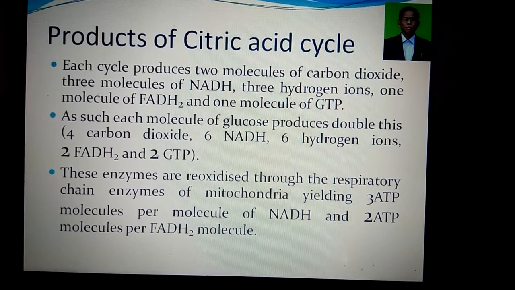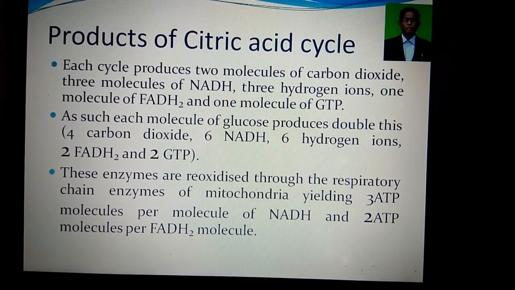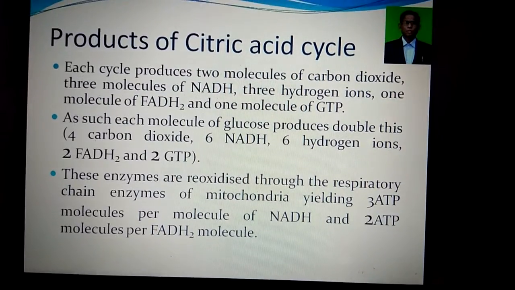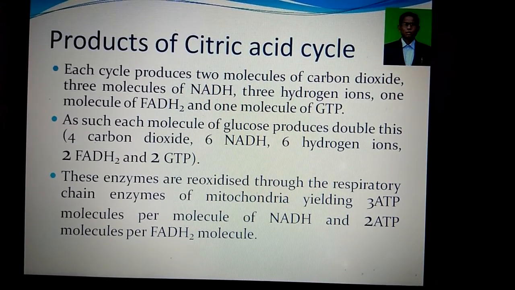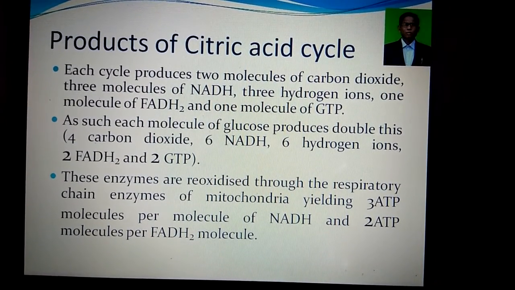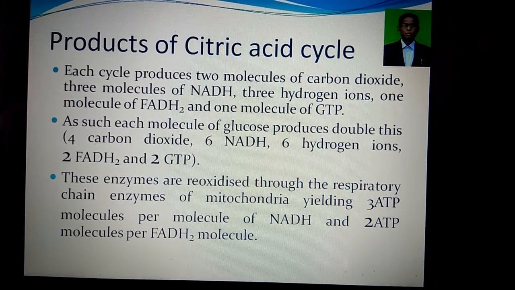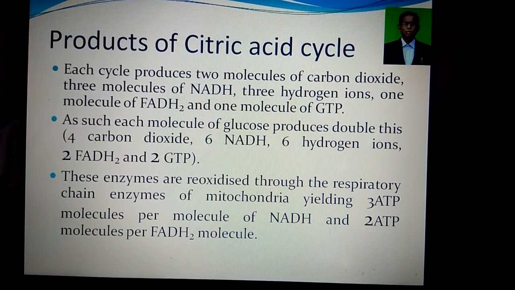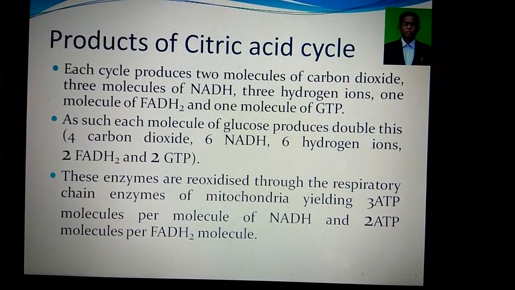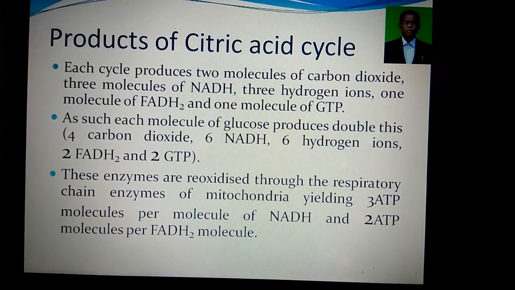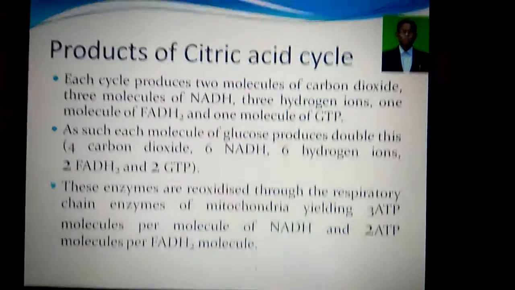Now the products of the citric acid cycle. Each cycle produces 2 molecules of carbon dioxide, 3 molecules of NADH, 3 hydrogen ions, 1 molecule of FADH2, and 1 molecule of GTP. As such, each molecule of glucose produces double this, that is 4 carbon dioxide, 6 NADH, 6 hydrogen ions, 2 FADH2, and 2 GTP. These coenzymes are reoxidized through the respiratory chain enzymes of mitochondria, yielding 3 ATP molecules per molecule of NADH and 2 ATP molecules per FADH2 molecule.